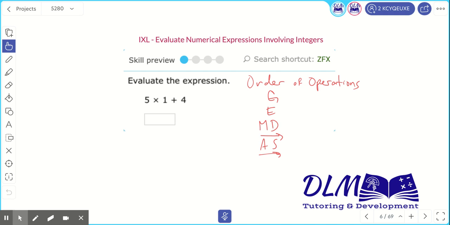So in a problem like this, I see that I'm going to multiply first because I do not have any groupings or exponents. When I multiply 5 times 1, I get 5 plus 4. Then I cross out my multiplication and my division. Don't have any division. I do have addition now that I can do. So 5 plus 4 is 9. And there's no subtraction. So my answer is 9.